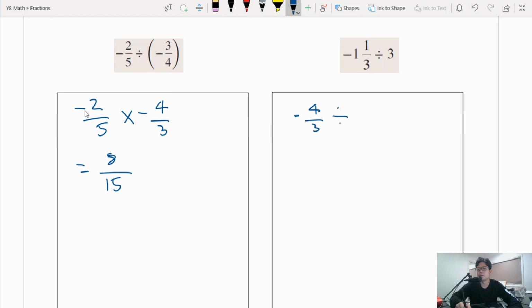So that becomes negative 4 over 3 divided by 3. So if we want to divide, we need to flip the second fraction and change the sign to a multiplication. 3 is the same as just writing 3 over 1, so if we flip that around, it will be 1 over 3. And just proceed like it is a normal multiplication of fractions. Negative 4 times 1 gives us negative 4, and negative 3 times 3 gives us negative 9, so it becomes negative 4 over 9. That also cannot be simplified any further, so that will be our final answer.